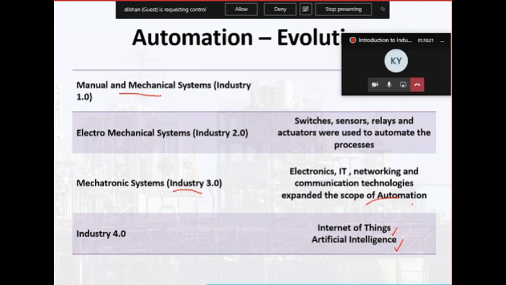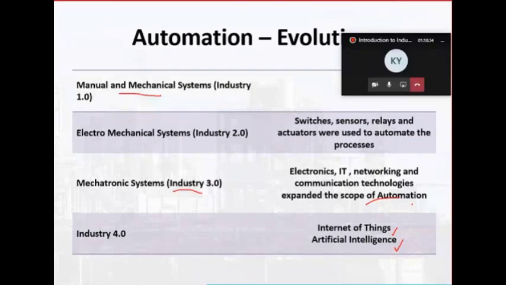But artificial intelligence means we program the system to make its own decisions based on the data it collects, similar to how we make decisions based on the information and data we have. I'm not getting into detail, I'm just introducing. This is where industry is now going, Industry 4.0.